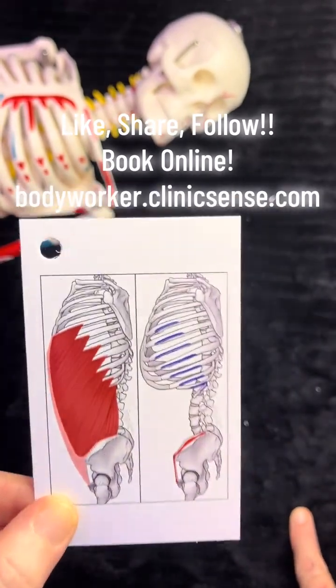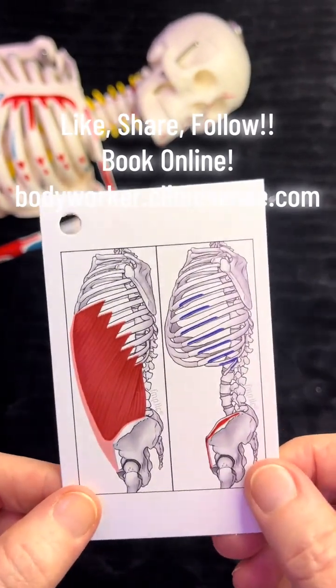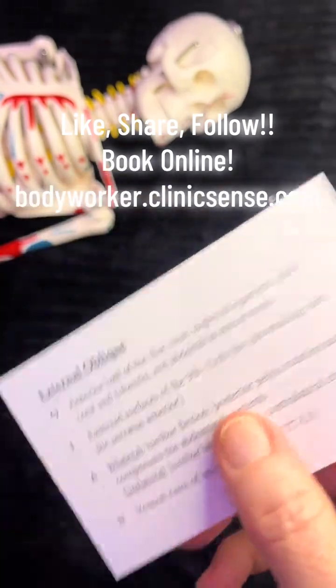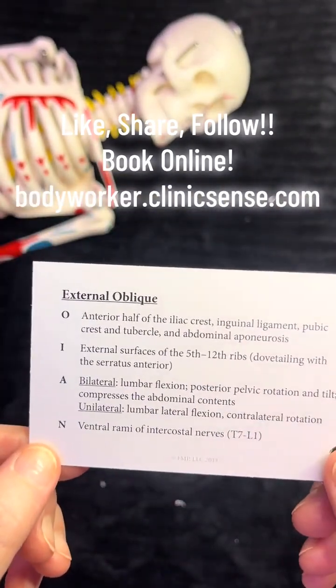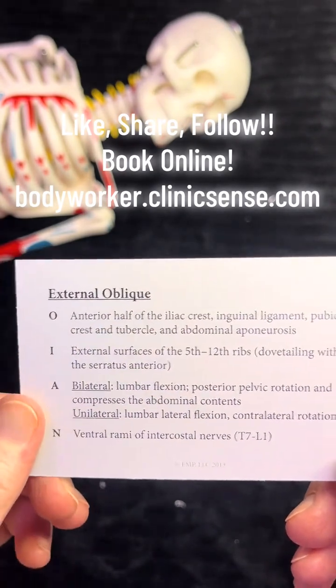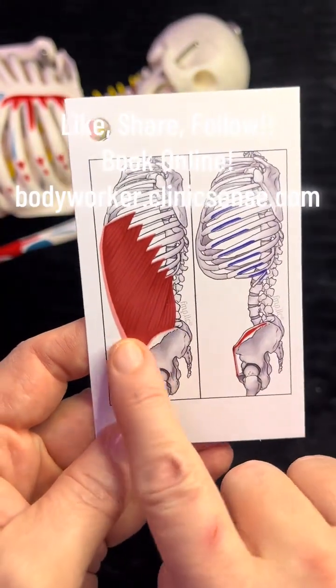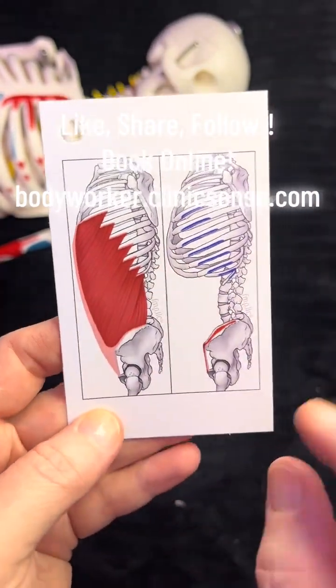obliques. I struggle sometimes with these ones because I am dyslexic. So make sure you do your check and don't just take somebody's word for it. So there it is, external oblique. So it's on the outside portion of your rib cage, but not quite fully around the back.